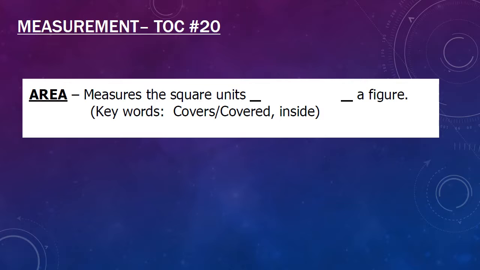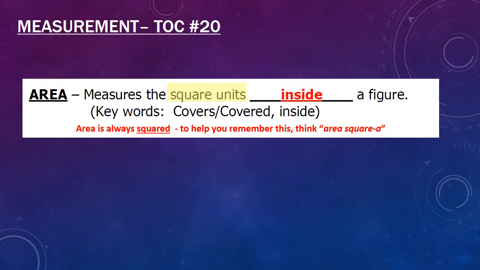So for area, this measures the square units inside of a figure, and I want you to think of keywords such as covers or covered or inside. It's important that you notice that these are square units, meaning every time you find an area problem, it's always squared. Your answer is going to be millimeters squared, or inches squared, or yards squared. To help you remember this, think of the little saying: area, squarea. That will help you remember that every time you solve an area problem, you need that little tiny 2, an exponent of 2, to show that your answer is squared.